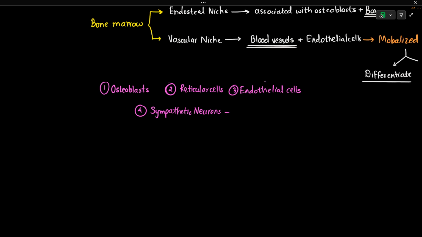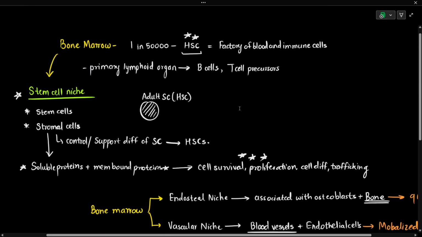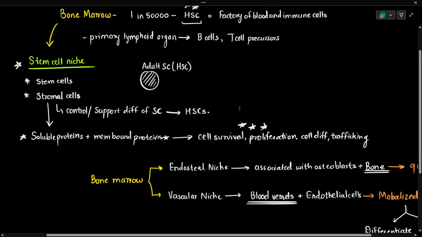So these are the different stromal cells, or simply the different cells, which help in hematopoietic stem cell development. This is the crux about the bone marrow, and how the bone marrow helps in hematopoietic stem cell development.